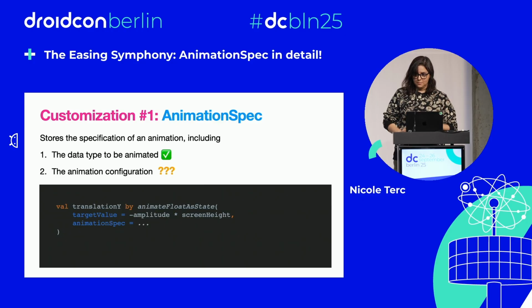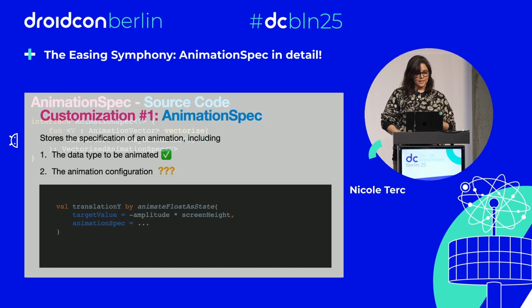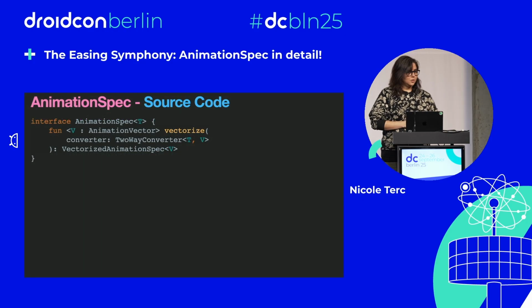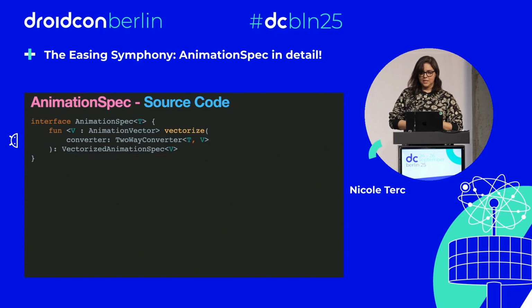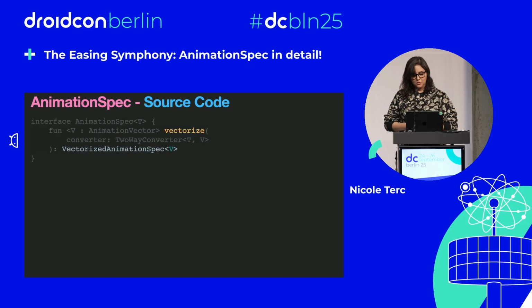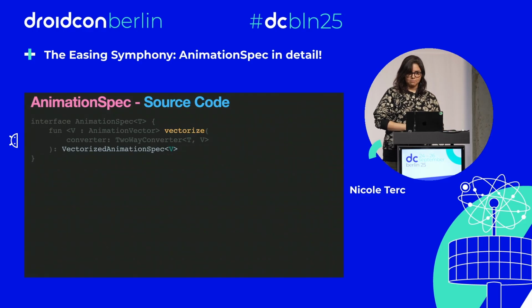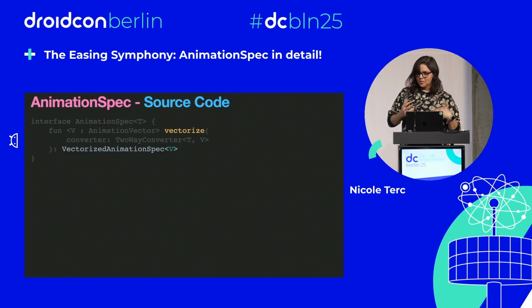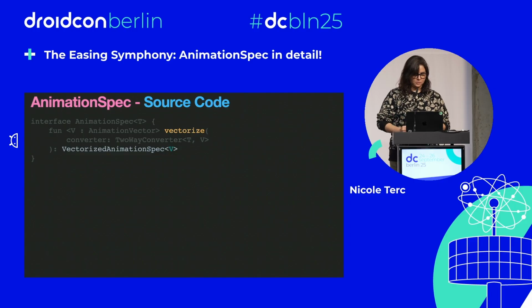And if you do the AnimationSpec, you're going to find something like this. You're going to find that AnimationSpec is nothing else than an interface that has just one function called vectorize, that is going to provide the vectorized AnimationSpec. Great. We now know that AnimationSpec works with vectors, but this is still not telling me anything about this animation configuration, right? So let's go one step further, and let's just command-click into vectorize AnimationSpec.